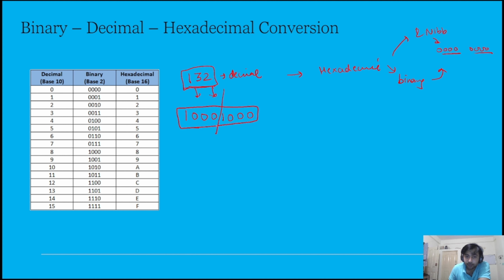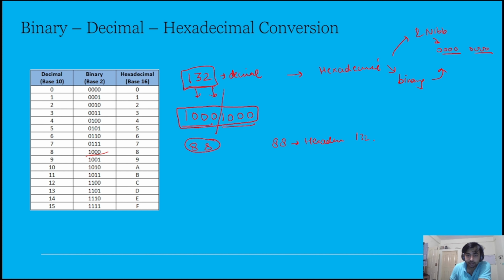Then we'll do the partition for hexadecimal, and then we can refer to this table. What is 1000 value? It is 8, right? And what is 0100? It's 4. So 84 is the hexadecimal of 132. So this is the way how you do the conversion, or this is the way how you will be calculating questions or converting the number systems, which are very important from a network engineer perspective.